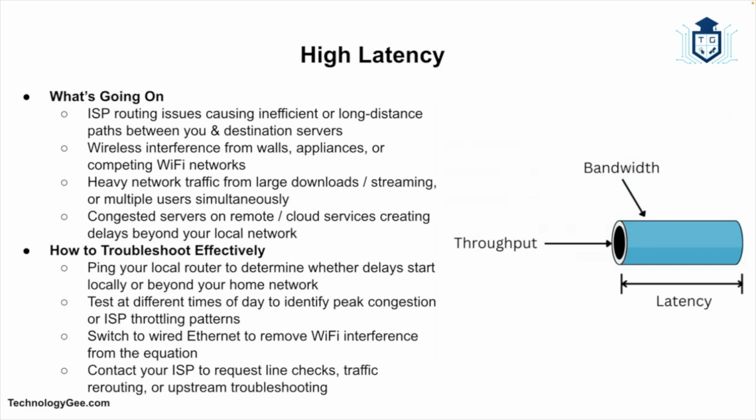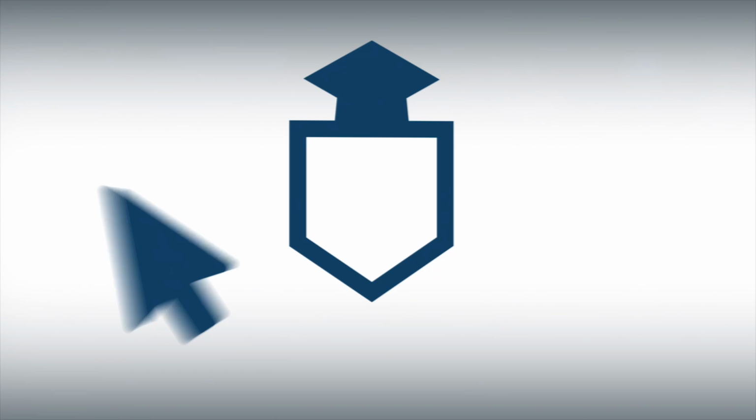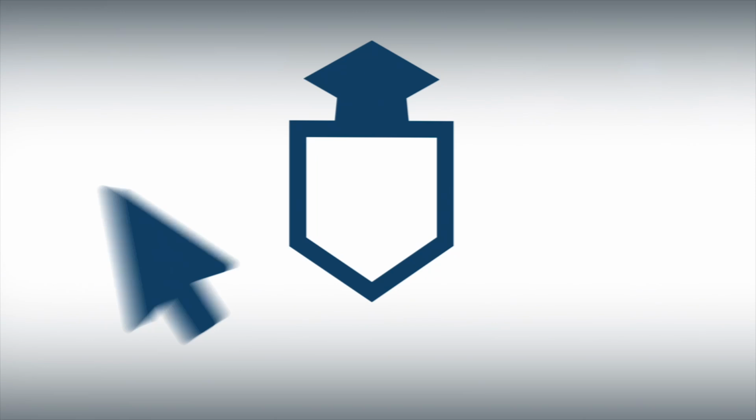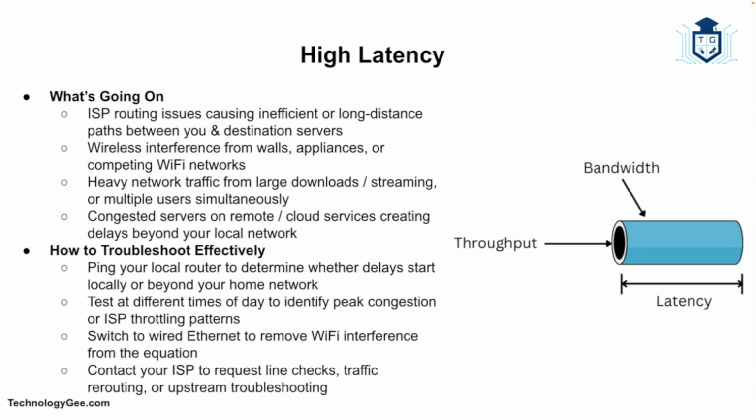So high ping makes everything feel delayed. Online gaming can be miserable. Remote desktop lags, voice and video, just forget about it. So what's really going on here? Well, you might be having ISP routing problems, or you could be having wireless interference or heavy traffic on the network or congested servers, especially with remote and cloud services. So how do you troubleshoot this?